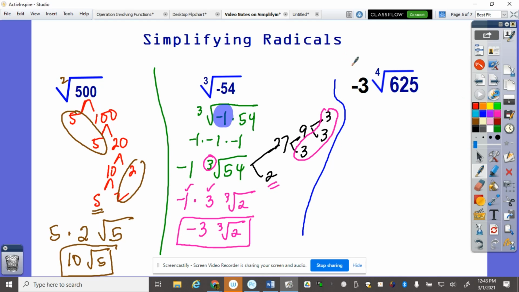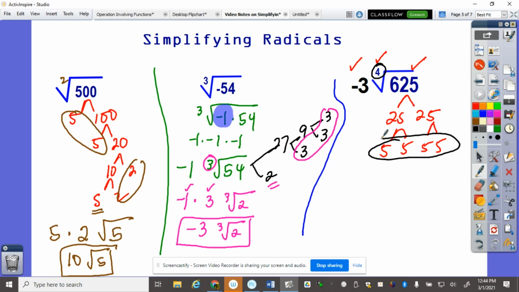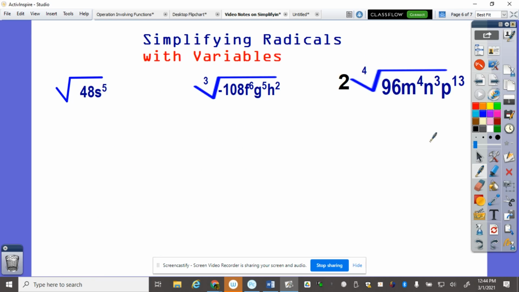Next, there's a coefficient of negative 3 there, fourth root of 625. We know that 625 is 25 times 25. Break down to 5 and 5, 5 and 5. And the group should be 4 in a group because the index is 4. So because of its fourth root, the answer will be 5. But there's a negative 3 waiting outside, so the answer is negative 15. Kaboom.